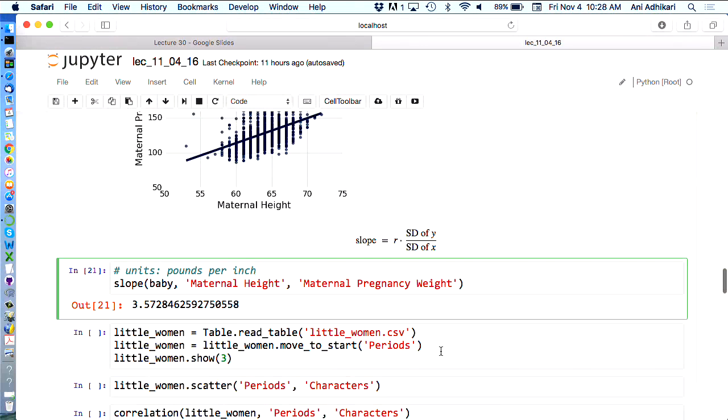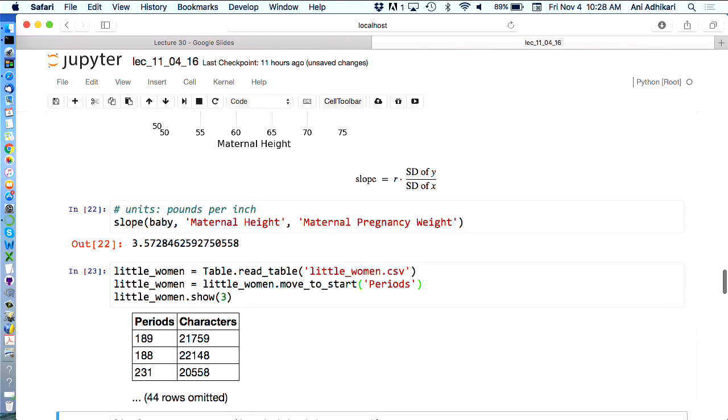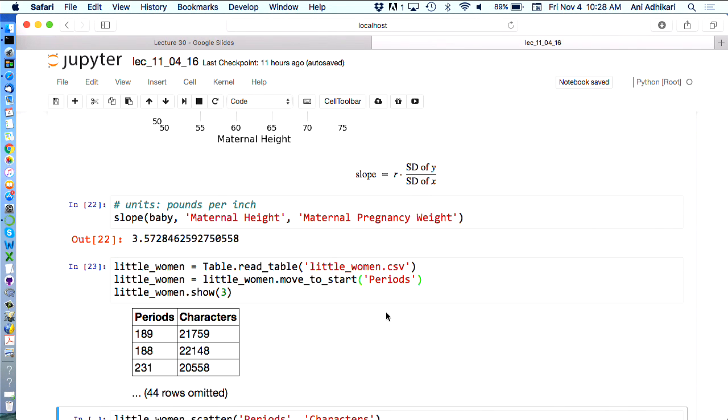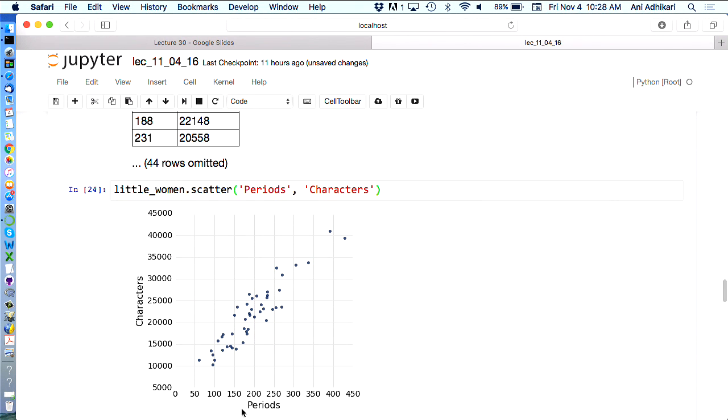Okay, and so I'm going to go back to a data set that I showed you on the very first day. This is the book Little Women, and we had a point for every chapter. On the horizontal axis was the number of periods, and on the vertical axis was the number of characters. And we had noted there that it's interesting that it goes up linearly. And what we're going to do is we're just going to examine that line and see how well we do at estimating, or what the criteria should be for estimates.